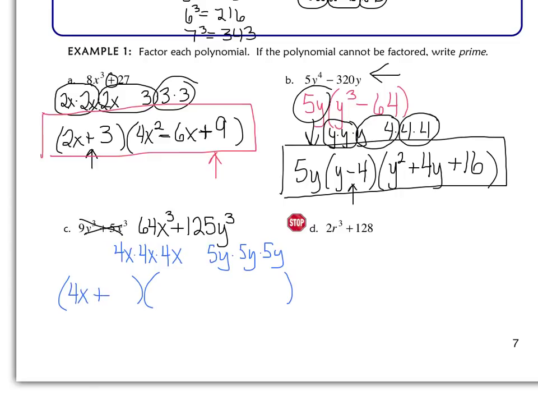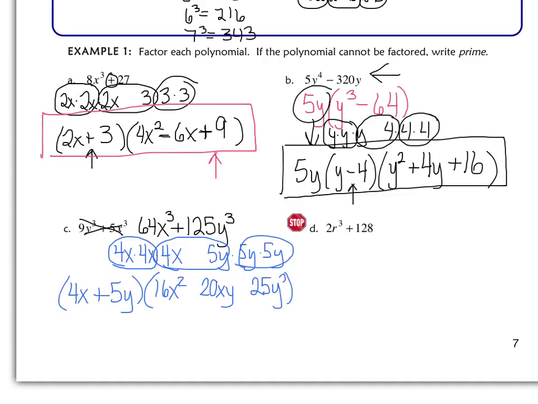A plus b is in the first parenthesis, and then in the second we find the products. We circle. 4x times 4x is 16x squared. The middle term is going to be 4x times 5y, which is 20xy. And then for the last term we do 5y times 5y, which is 25y squared. Last thing we have to do is just figure out the signs. Always a plus at the end, and the middle sign is the opposite of what that first binomial sign is. So if it's a plus in the first binomial, we put a minus in the middle. And that's our final answer.